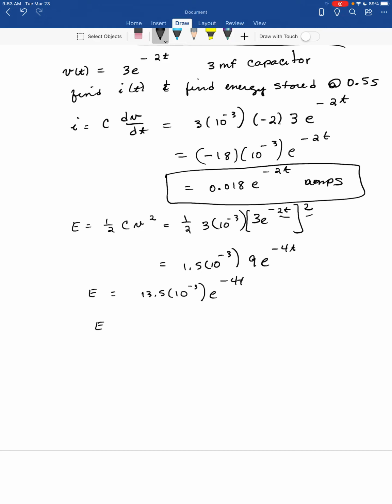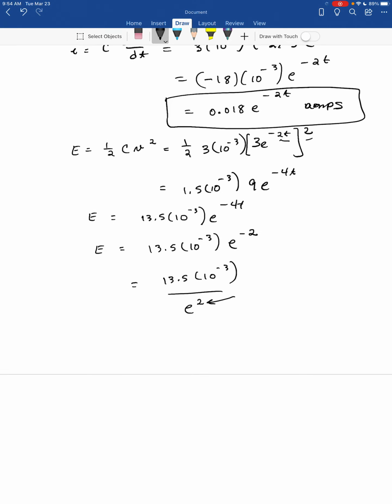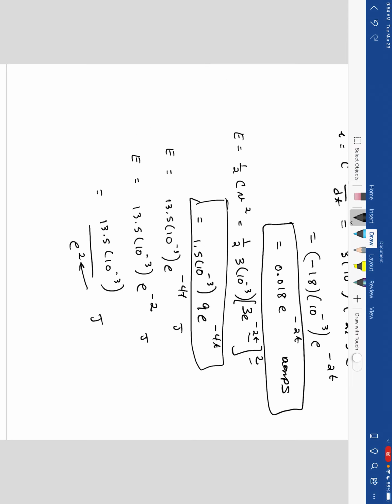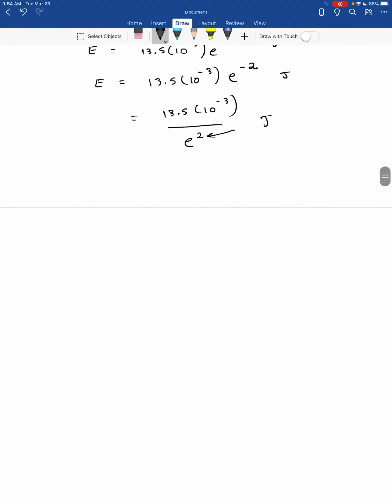And I asked for that at half a second. So e to the minus 2 when I plug in 1/2 for t: 13.5 times 10 to the minus 3 over e squared. And I will let you grab a calculator and determine e squared. Remember, e is your exponential value of like 2.67, give or take. And so you just plug that in, square it, and do the division. Looking like this will be about 1.5, and the energy here is going to be in joules. Okay, so that would be the energy at half a second. This is the energy as a function of time. So when we talk about inductors and capacitors, things are going to be talked about in terms of function of time.